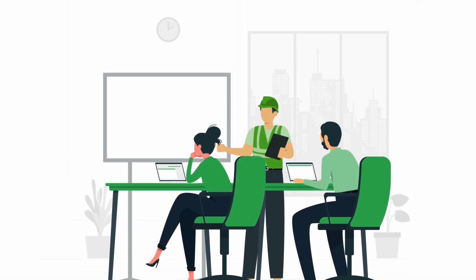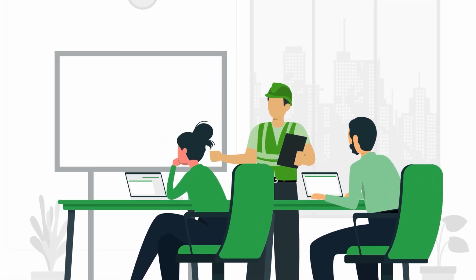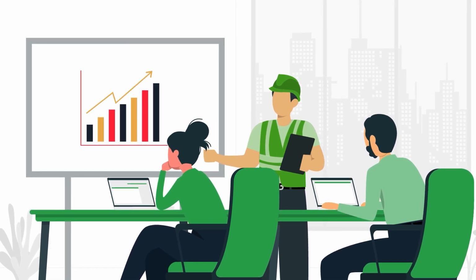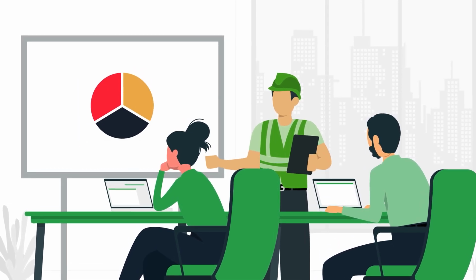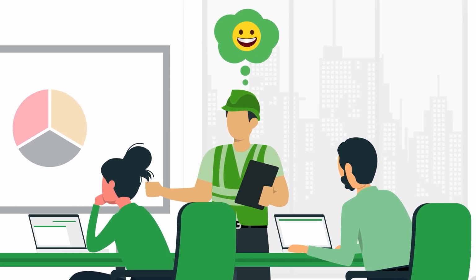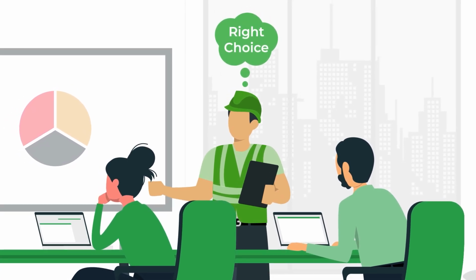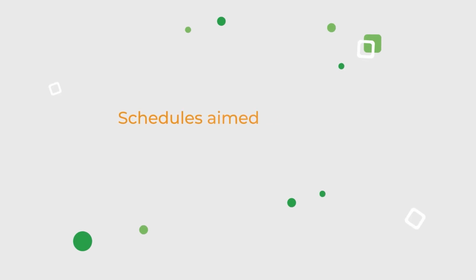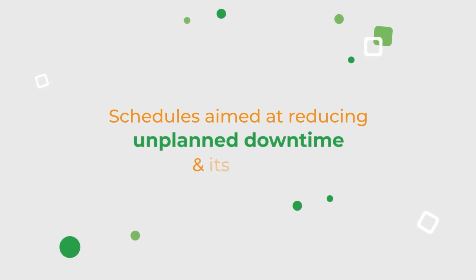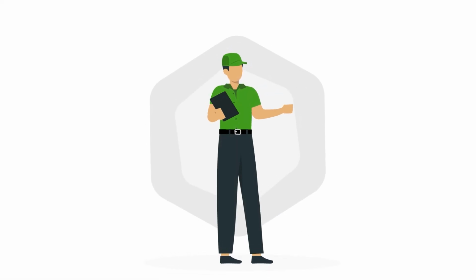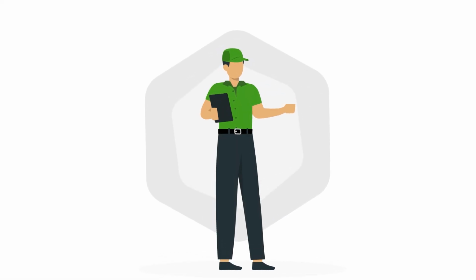Typically, a preventive maintenance program is more efficient and cost-effective than a reactive approach. With preventive maintenance programs, organizations manage their assets proactively and look for opportunities to address issues before they occur. With the help of asset monitoring solutions, maintenance teams create plans and schedules aimed at reducing unplanned downtime and its costs.